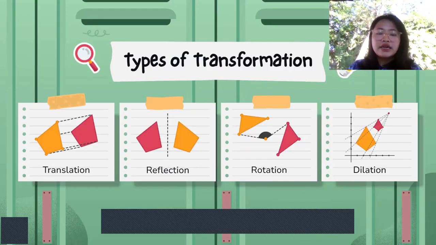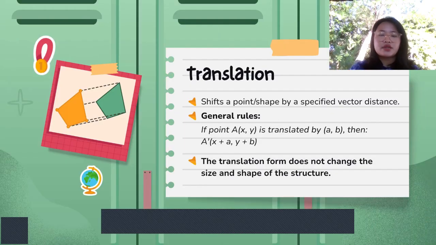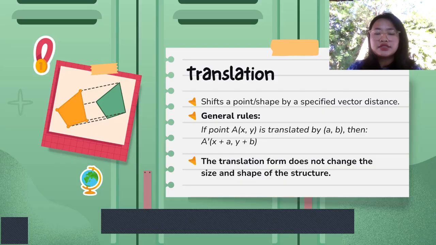Okay. There are four main types of geometric transformation. They are translation, reflection, rotation, and dilatation. Each transformation has its own coordinate rules. Let's discuss them one by one. The first type is translation. Translation means moving a point or a shape from one position to another without changing its size or direction.